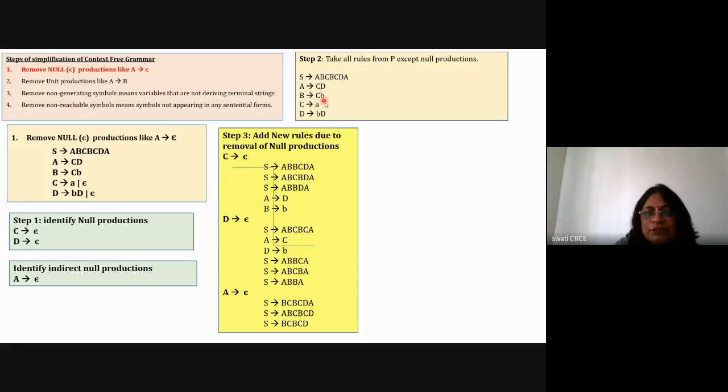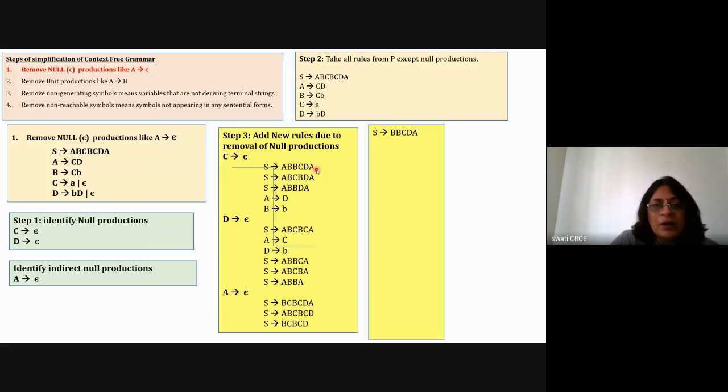Okay. Now go to the next rules. A is epsilon, no change, no change, no change. But here again, there is A. So S will become BBCDA if the left hand side A is epsilon. If the right hand side A is epsilon, then it will become ABBCD. And if both the A's are epsilon, then S will become BBCD. So for this particular rule, because A is epsilon, three more rules are added in the grammar.